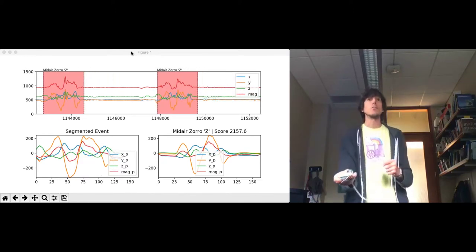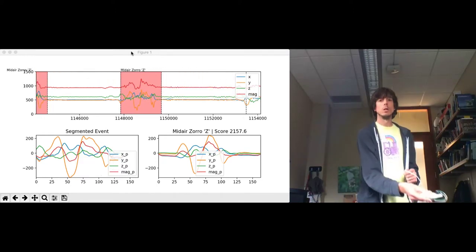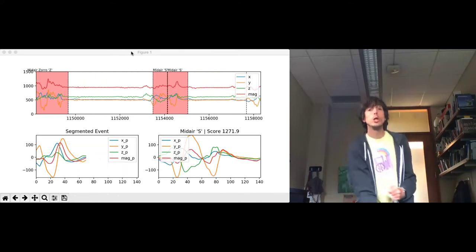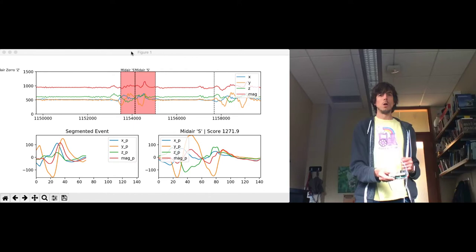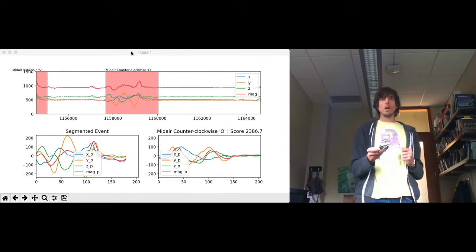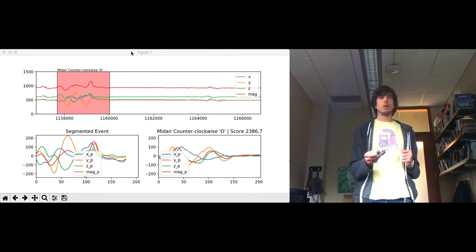We can also do an S, again. Okay, that one was misclassified, so it's not 100% perfect.